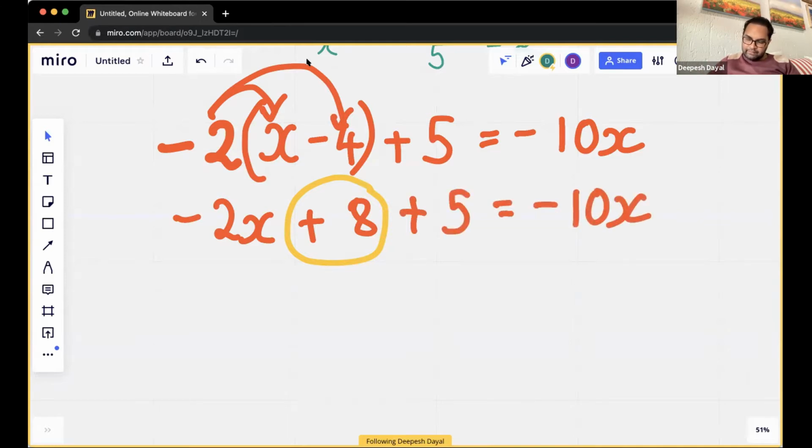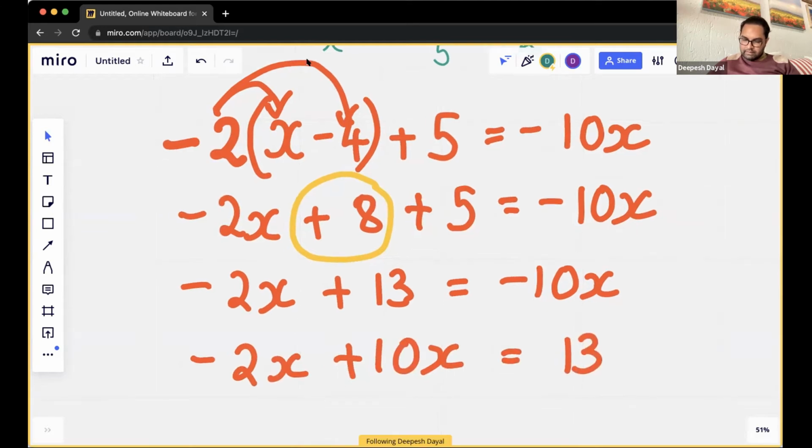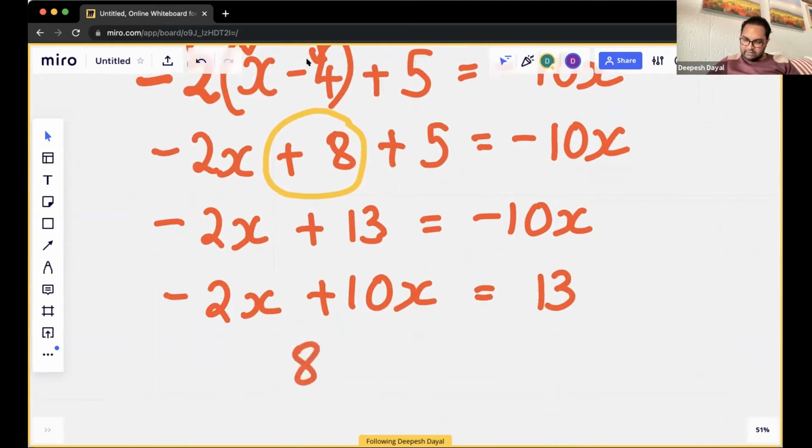We are then going to simplify the left-hand side. Minus 2x plus 13 equals minus 10x. And we take the 10x over to the left-hand side. Minus 2x plus 10x equals 13. And then we say 8x equals 13. I've got a very different answer. I'm wondering whether this is correct or whether I did something wrong, because a lot of you gave me a very different answer to what I have.